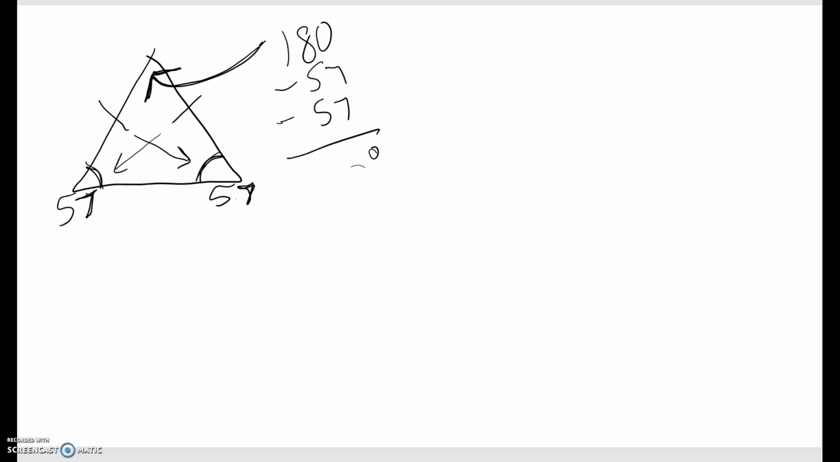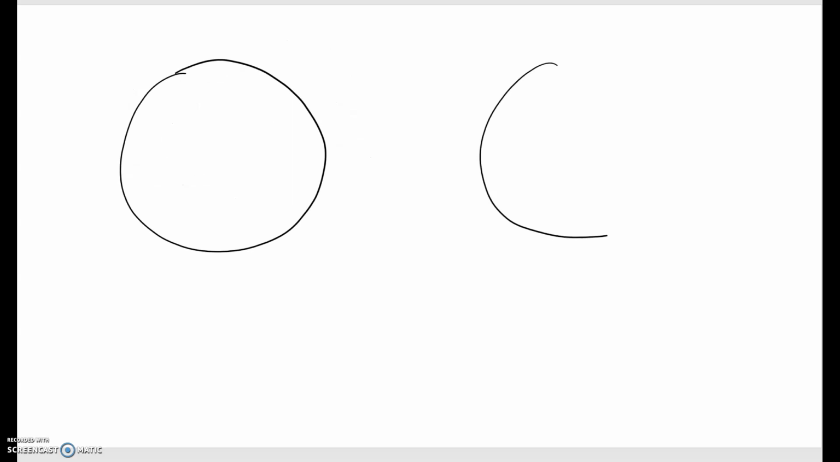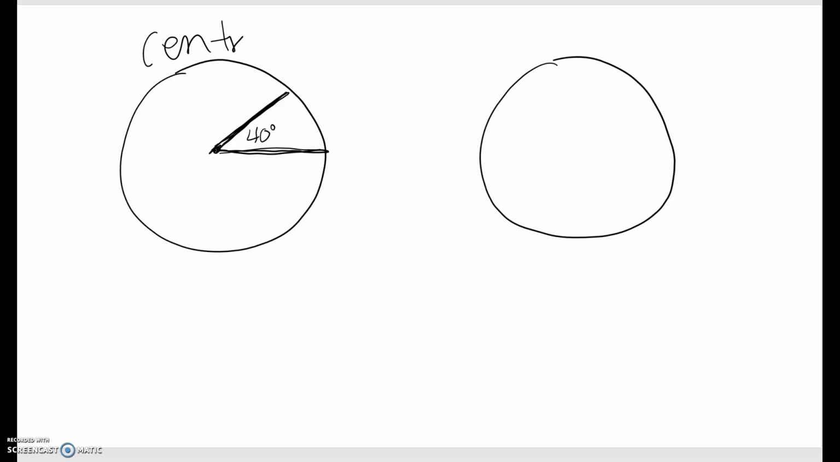Okay, the other thing I want to talk about is with circles. So there's two major types of angles when it comes to circles. The first one is our central angle. Okay, so if I have a central angle and I say this is 40 degrees. Okay, so for a central angle, meaning that the center of my circle is the vertex of that angle, this 40 degrees is the same as the measure of this arc. So if I say find arc AB and I give you this central angle, 40 equals 40.